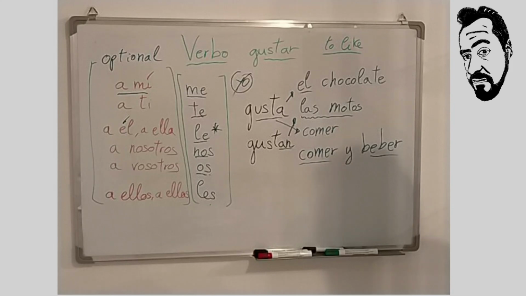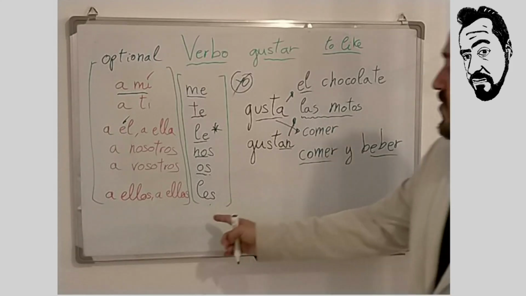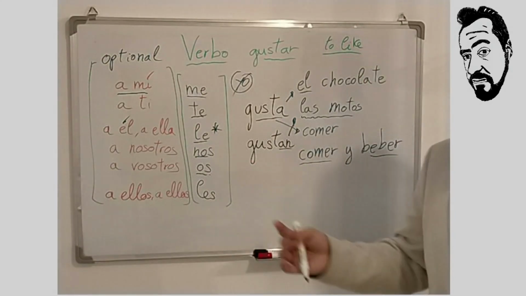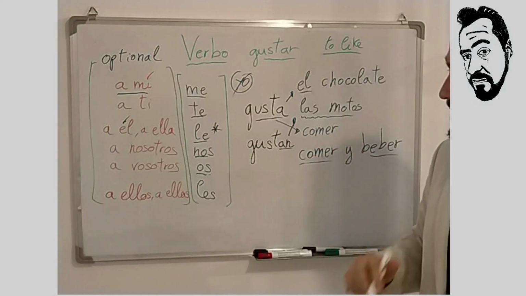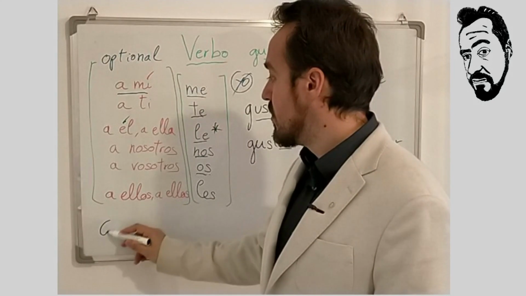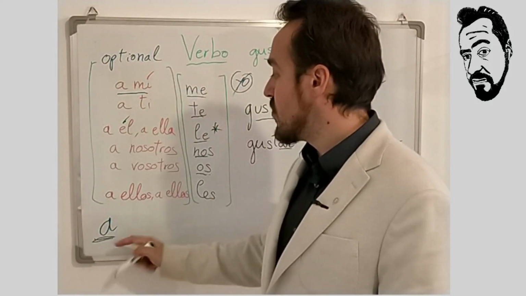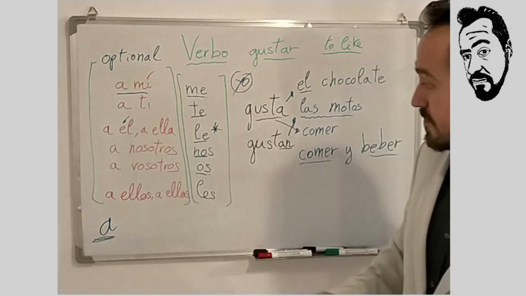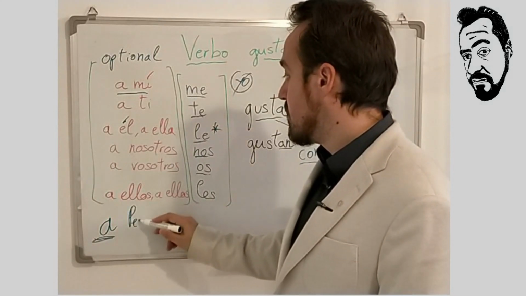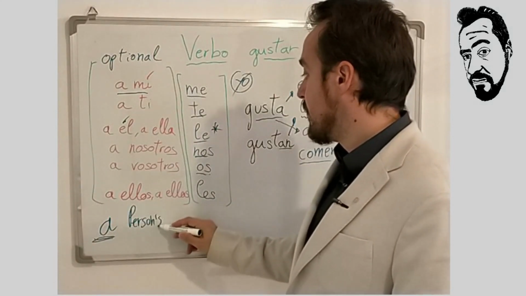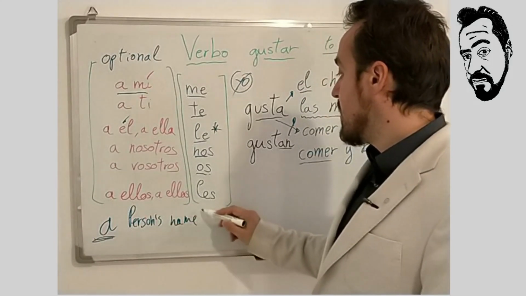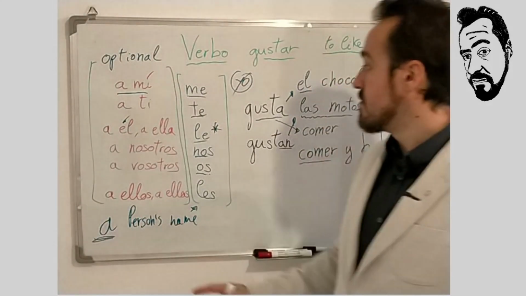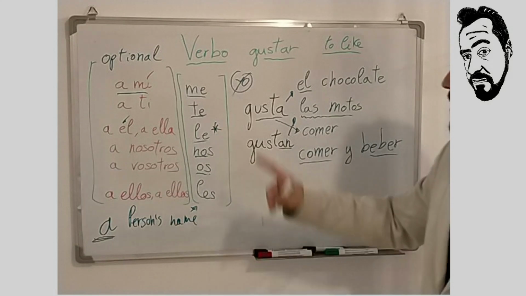Alright? Okay, what about if I don't want to use a pronoun? I want to say, for example, John likes chocolate. So remember, with this verb, we're going to add this preposition a before the person's name. So a person's name. And then we're gonna go to this column. So, a John, him, yeah, le gusta el chocolate.